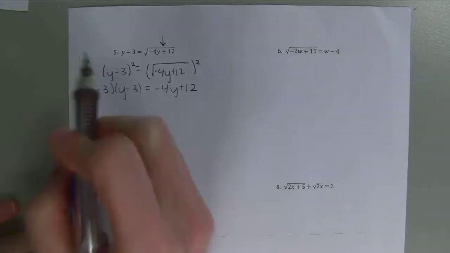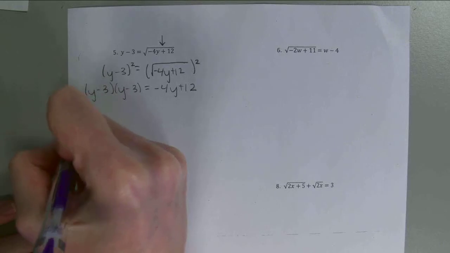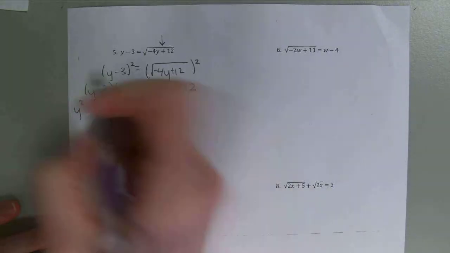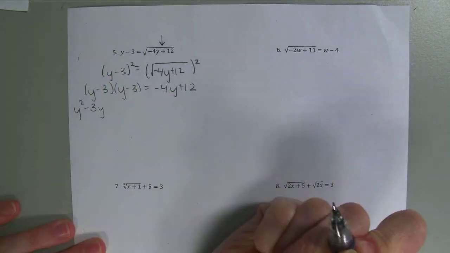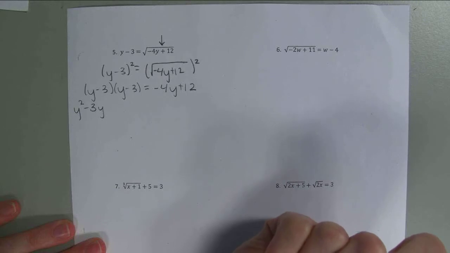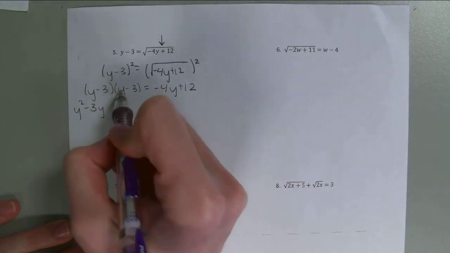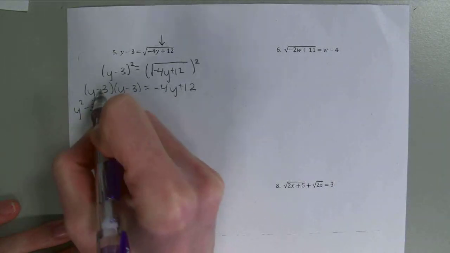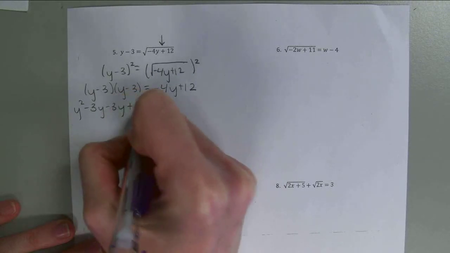So take this y, distribute it in there, you get y squared. Take this y, distribute it to a negative 3, you get a negative 3y. And we're done distributing our y, so we're going to move on to our negative 3. Negative 3 times y is a negative 3y, and negative 3 times negative 3 is a positive 9.